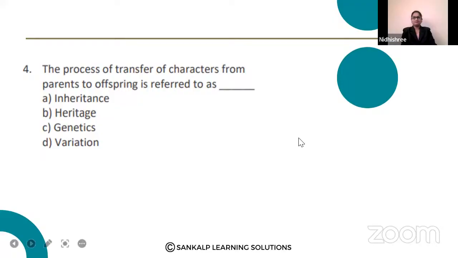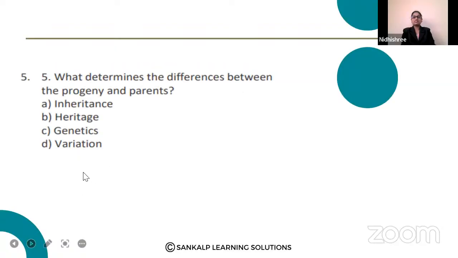Okay, fine. The right answer is option A, inheritance. Most of you, all of you are answering correctly. Good. This indicates your basic knowledge is strong.